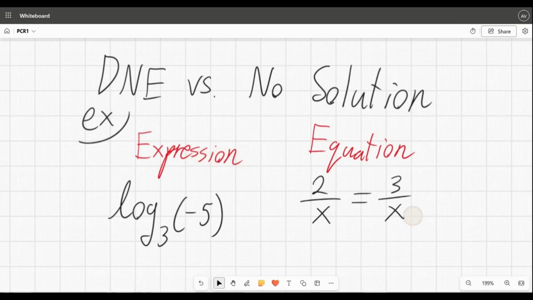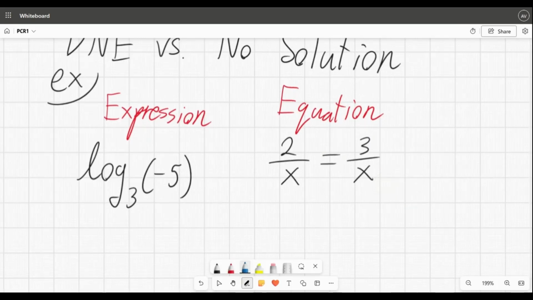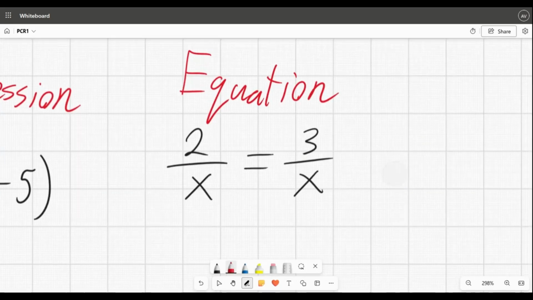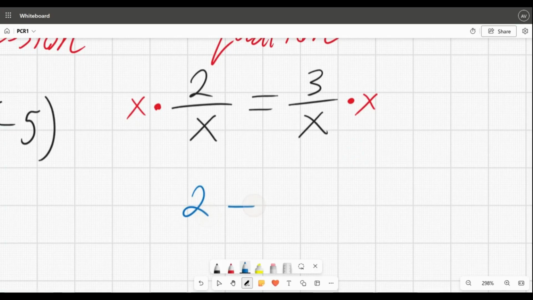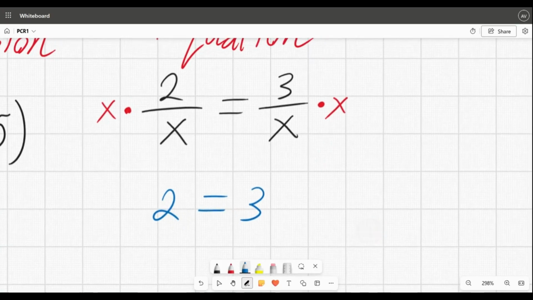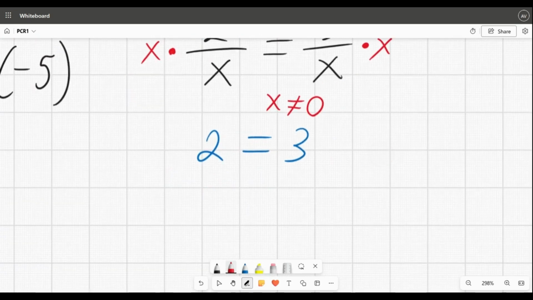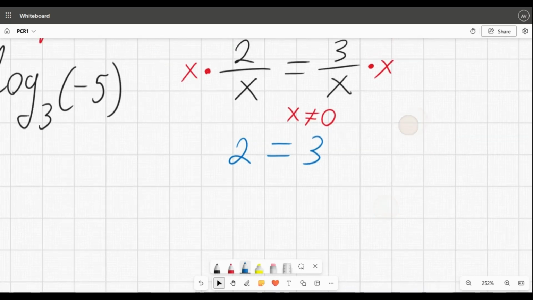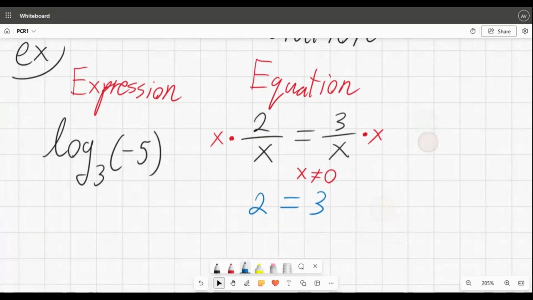So let's do the equation first. So if we do some basic algebraic maneuvering, and multiply x to both sides, we get 2 equals 3. And additionally, x cannot equal 0. So 2 equals 3 cannot ever be true. No matter what we do with x, it's just not true.